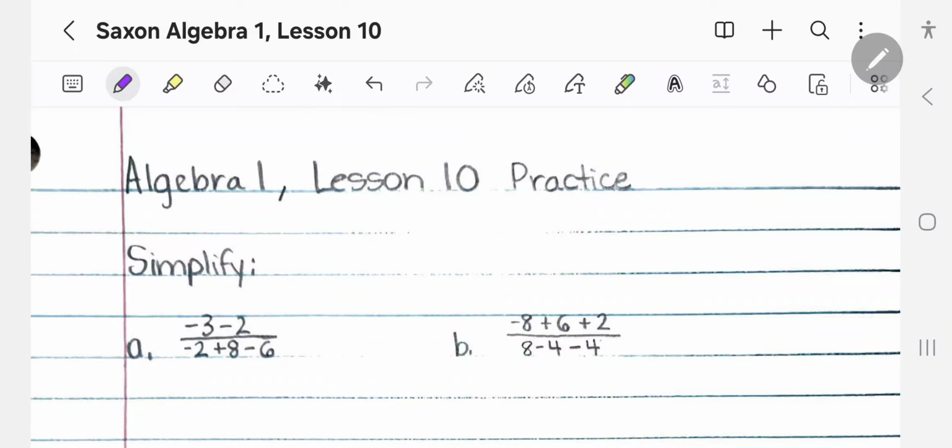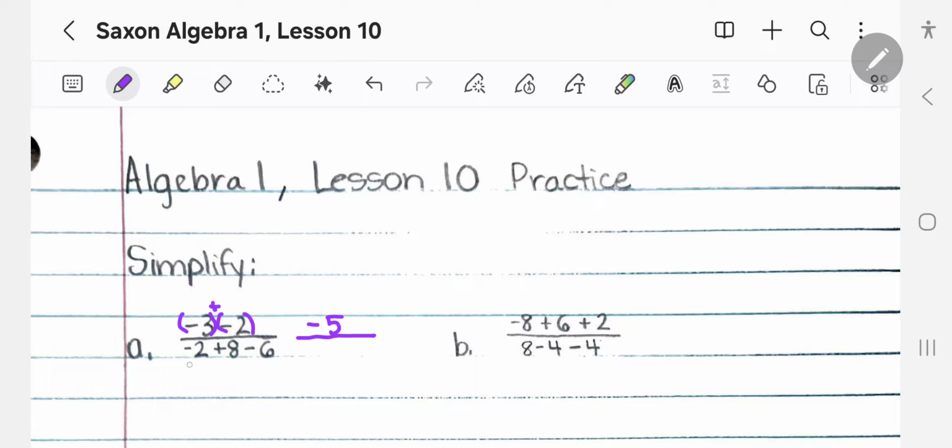This is Algebra 1, Lesson 10, Practice. They want us to simplify. For the first problem, we have -3 take away 2. There's several different ways we've talked about doing that, like this, and sticking a plus sign in between them, right? Or changing the subtraction to adding the opposite. Either way, you're going to get -5 over.